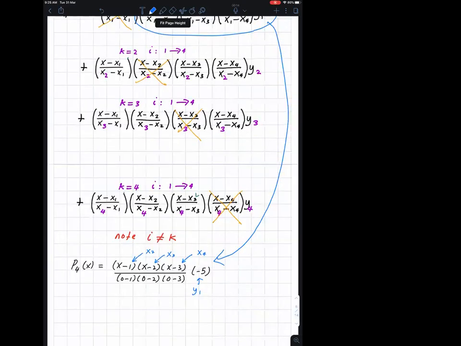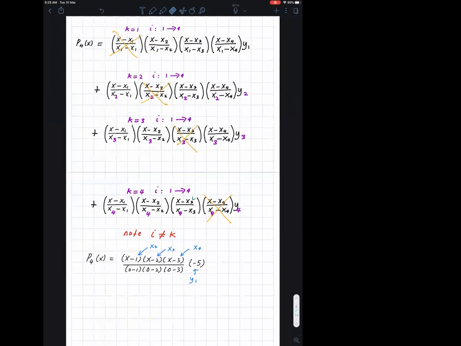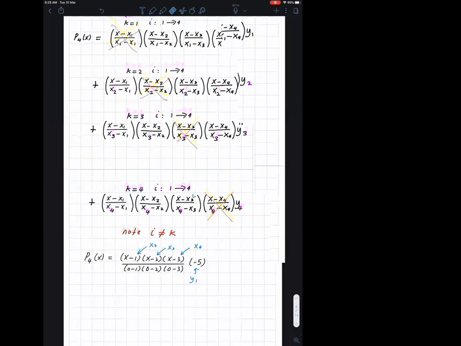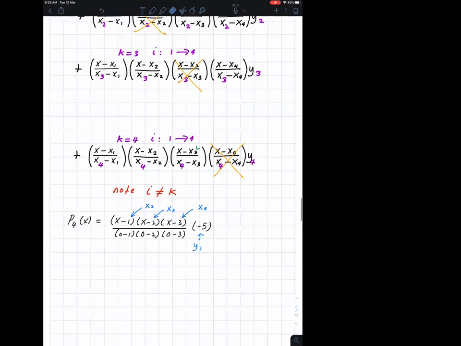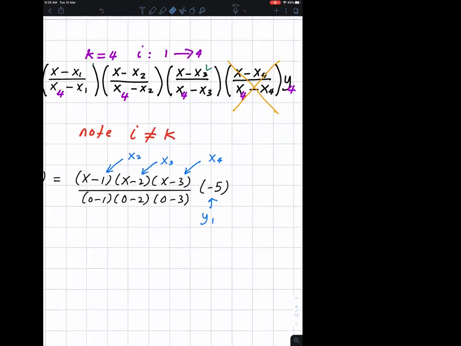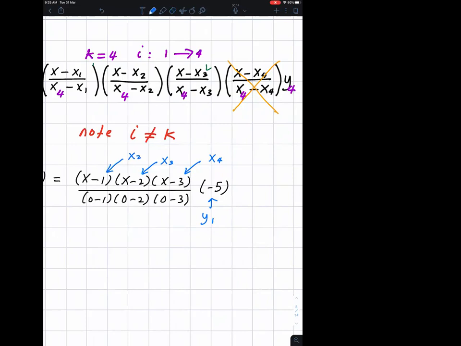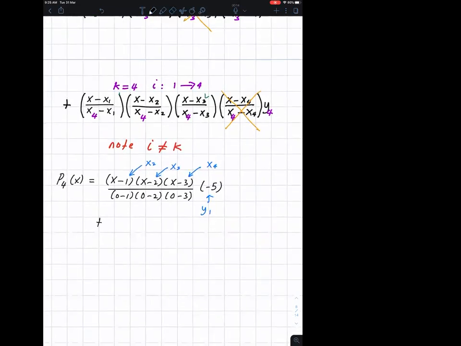Let me delete this, otherwise it will look very messy. So can you go ahead and substitute for the rest of them? Do you understand how I got the numbers? Yes, sir. Okay, the rest is the same thing, you just plug in the numbers. So it's going to be x minus 0, and the next one is going to be x minus 2.